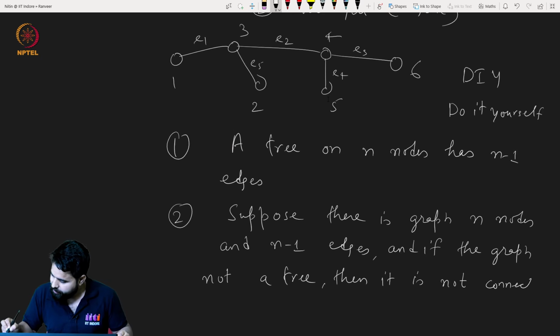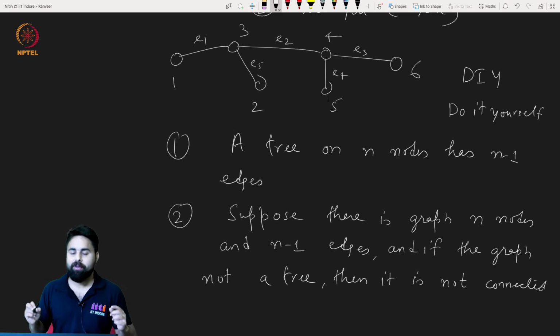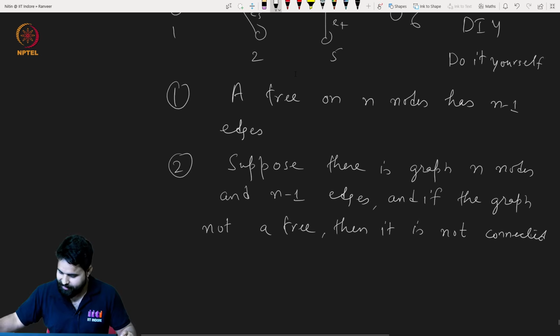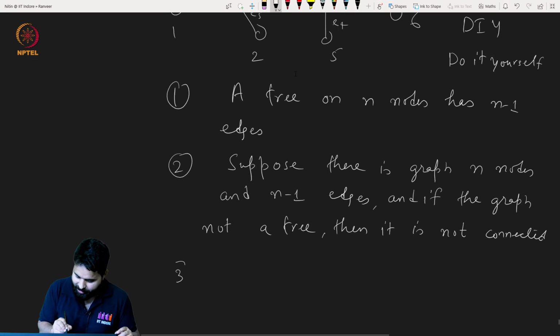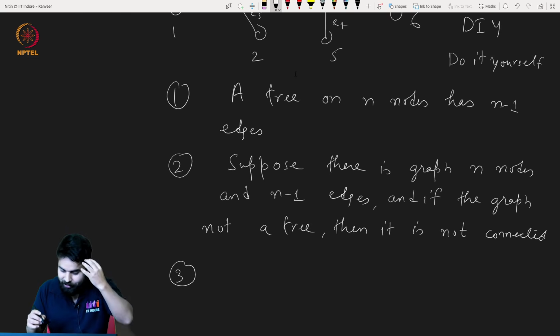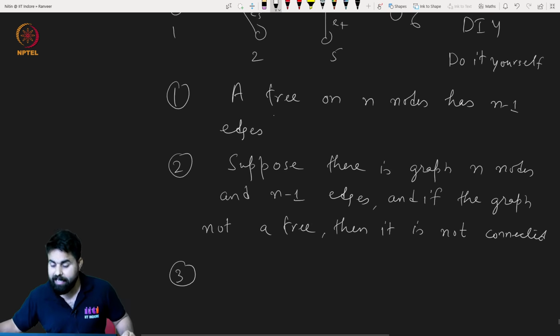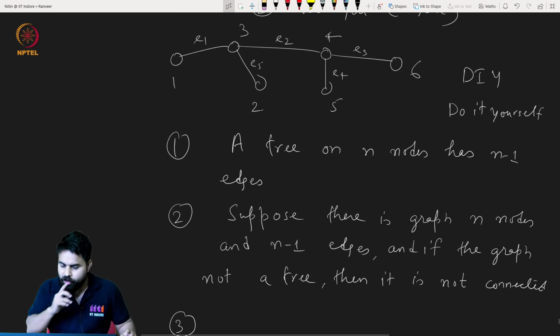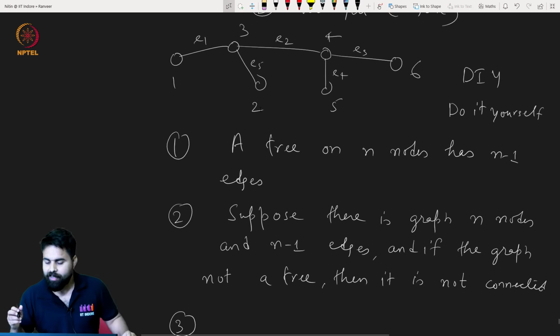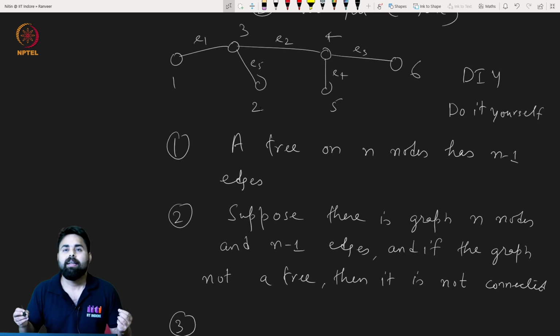Very good. The third DIY is this. Okay, so very simple DIYs. Maybe you already have the proof sketch in your mind by now. Third is related to degrees of vertices. Now I have not told what degrees are. Degrees are nothing but the number of the edges which are incident on that vertex.